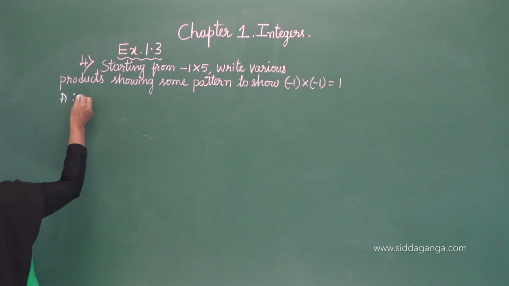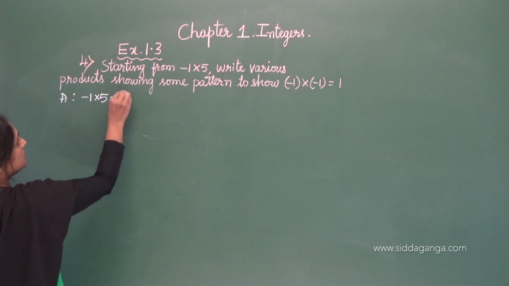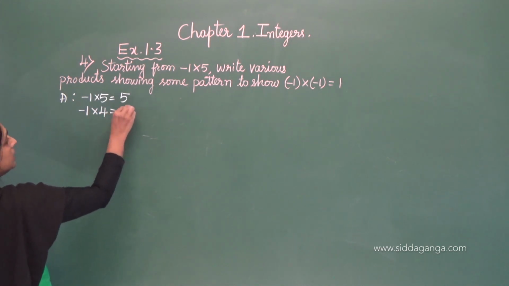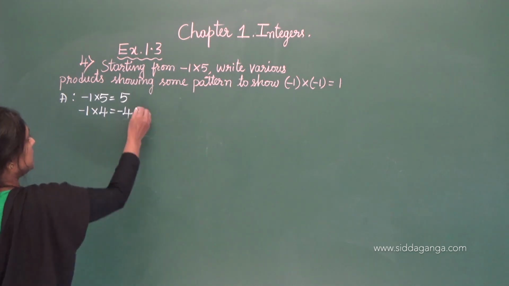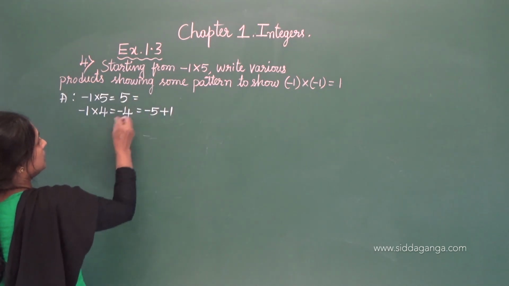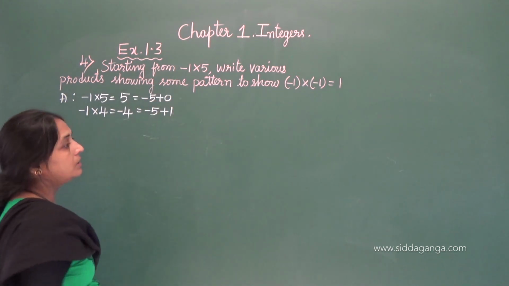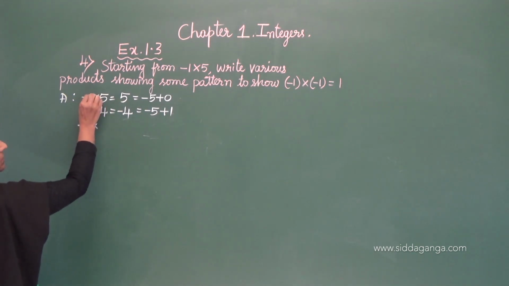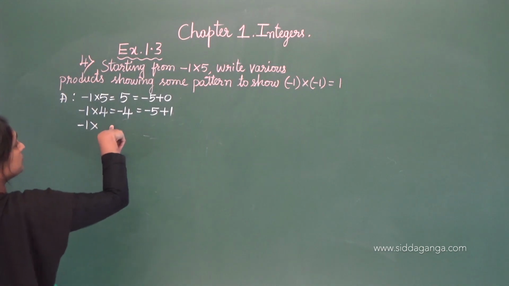So answer for this, starting from -1 into 5, it is -5. Then go to -1 into 4, we get -4. How can we write -4? That is equal to -5 plus 1. Here we can write like this, -5 plus 0 to 1. So -5 plus 1. Okay, then go to -1 into, they given like this, but we have to show some patterns for the other numbers.